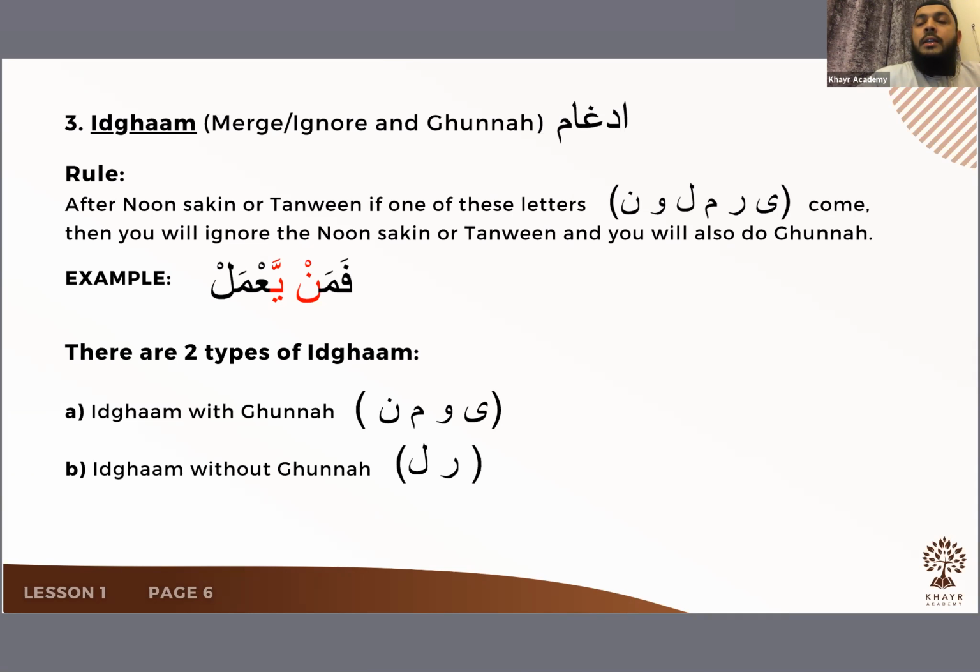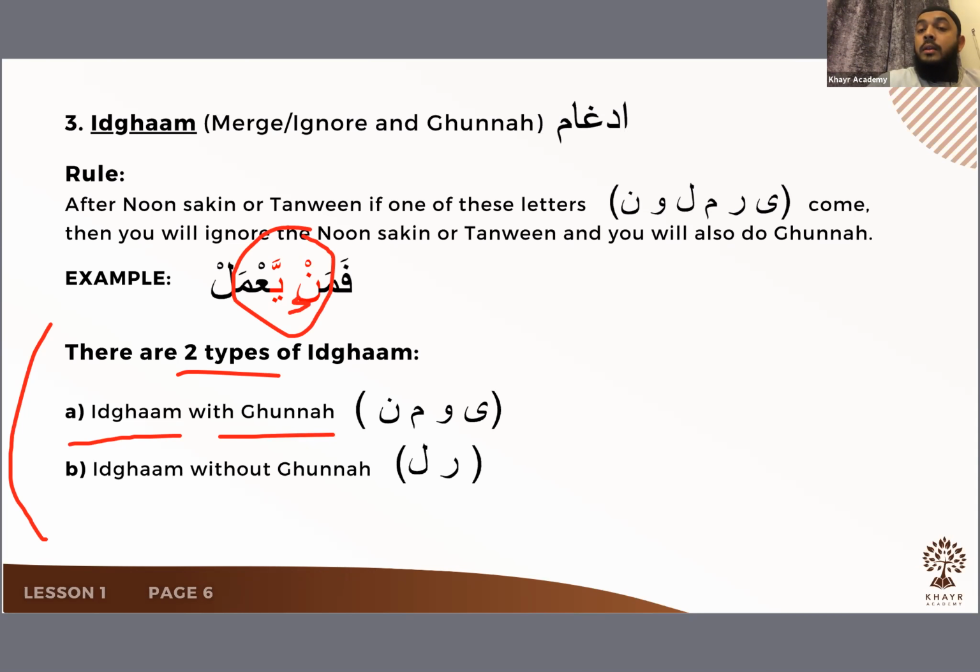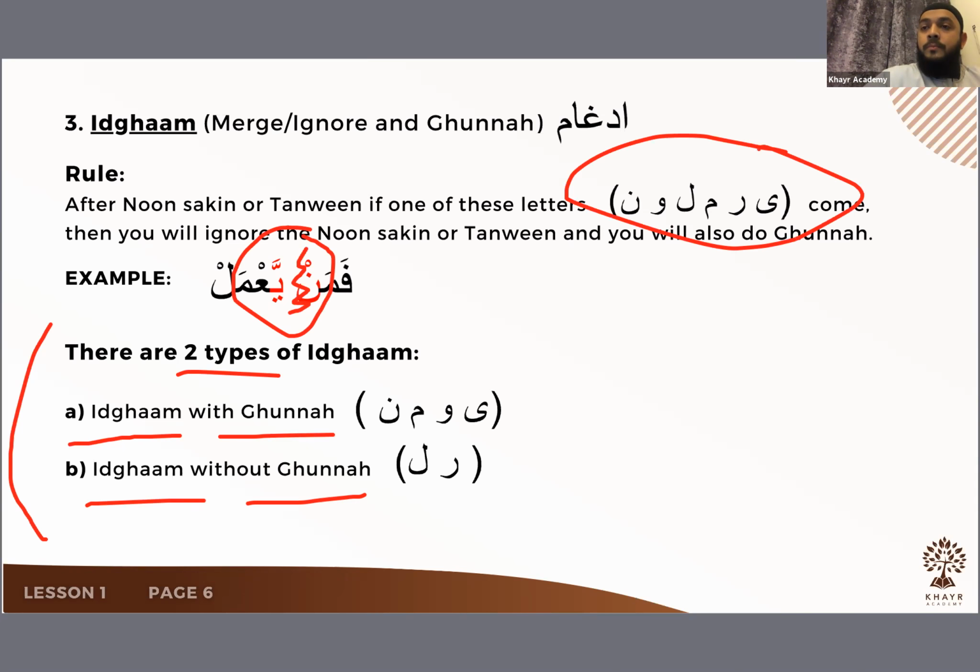Now, idgham is broken into two parts. Type number one is you will ignore the letter, and you'll also do ghunna, like this one. You'll ignore the letter nun and you'll do ghunna. There's another type of idgham, where you will only ignore the letter, but you won't do ghunna. So these 6 letters are split into 2.